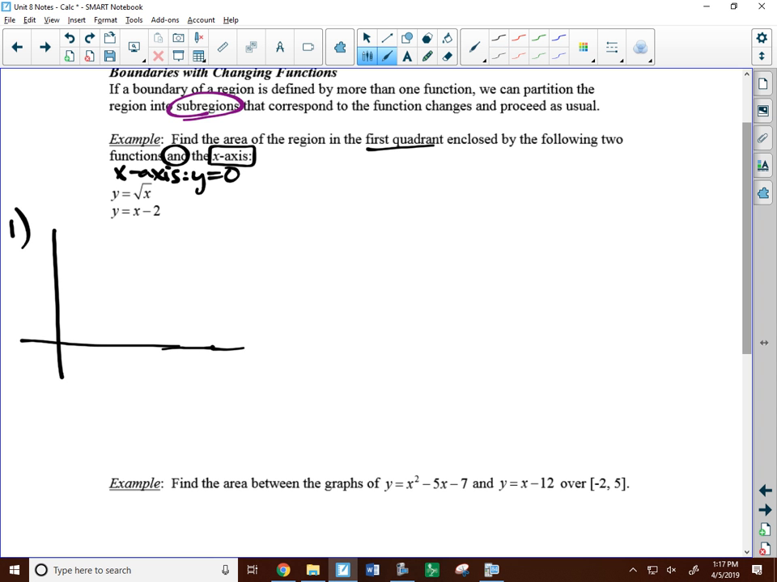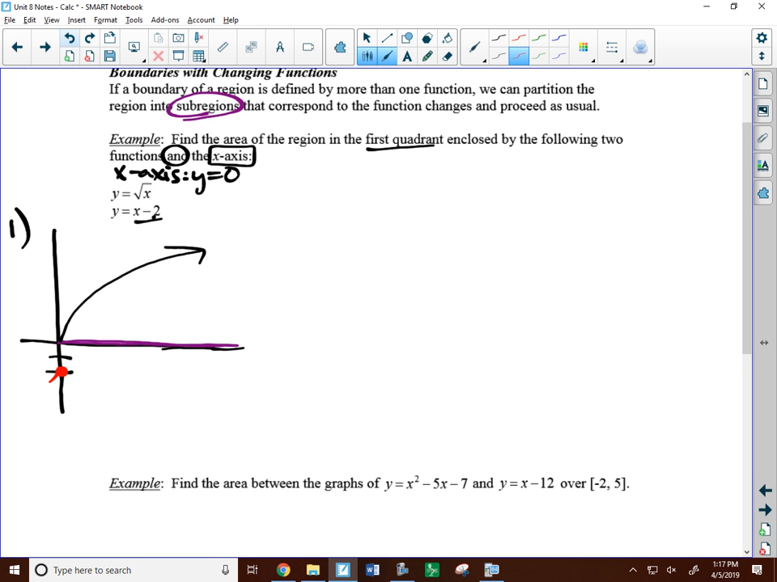First function, the x-axis, y equals 0. Already got that one. Second function is square root of x, and that one's more or less like that. And the third one is x minus 2, which is a line, but it has a y-intercept of negative 2. So here's negative 2, slope of 1, up 1, right 1. And again, this is just a sketch, but it's going to go roughly there.